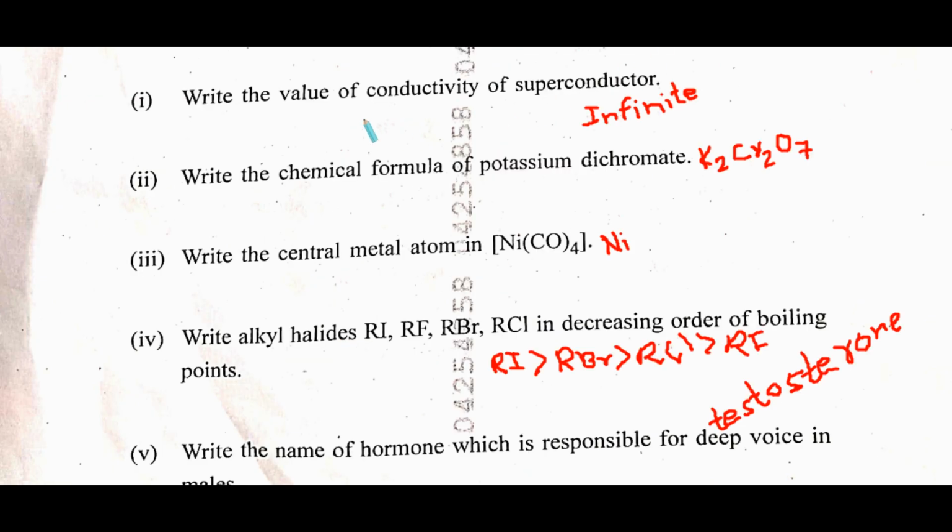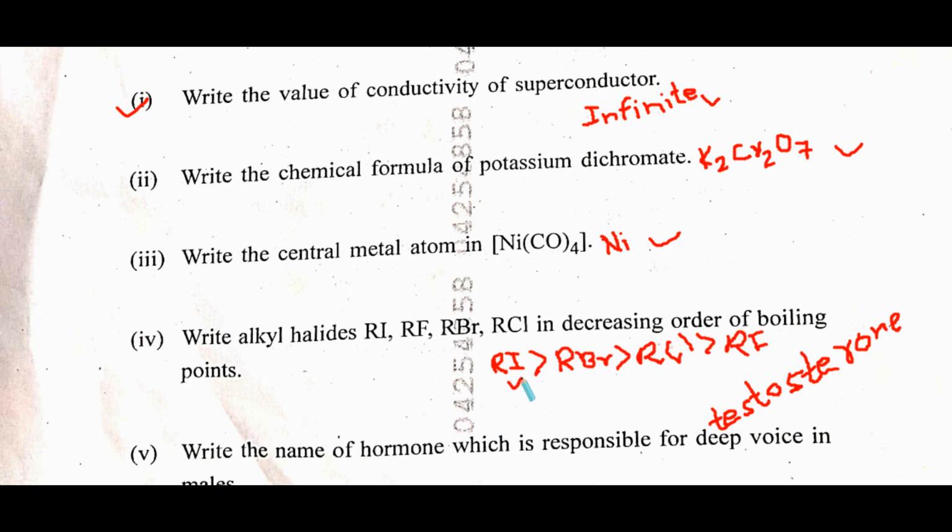Now the question is answer in one word or one sentence. The first question, write the value of conductivity of superconductor. It is infinite. Write the chemical formula potassium dichromate. It is K2Cr2O7. Write the central metal ion atom in. It is Ni.